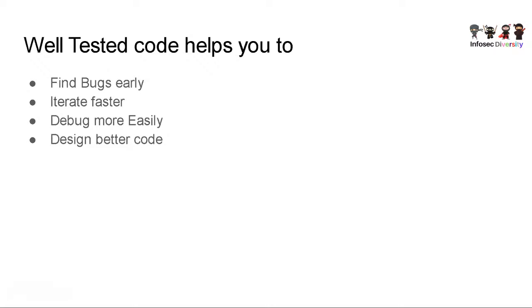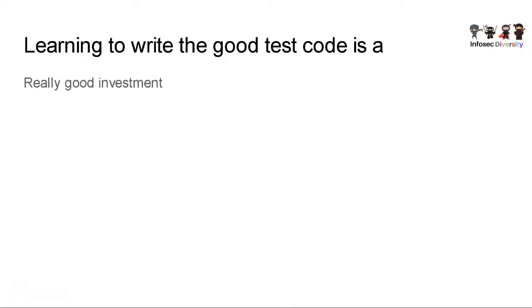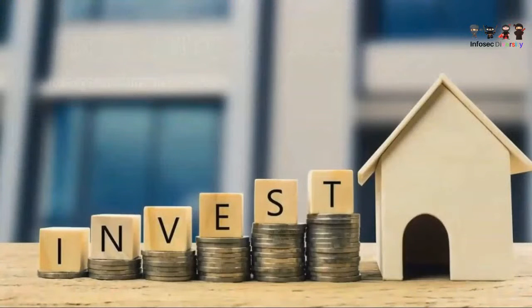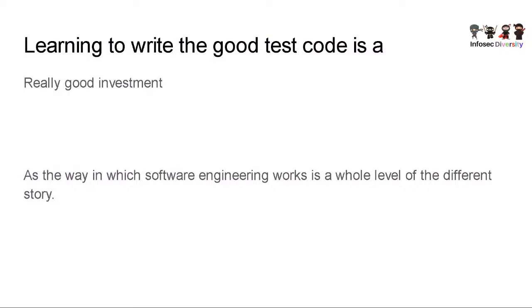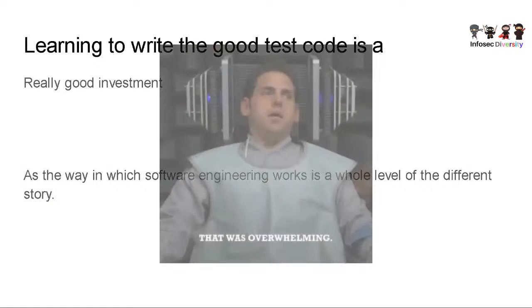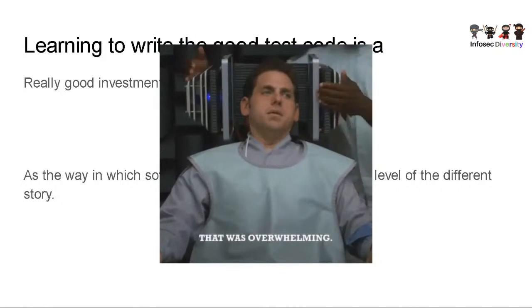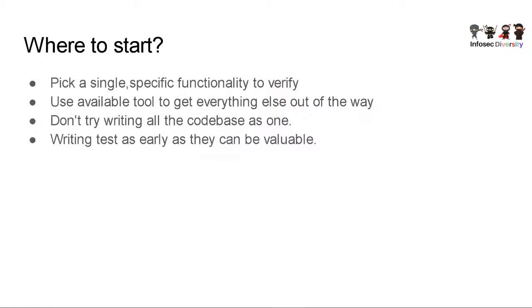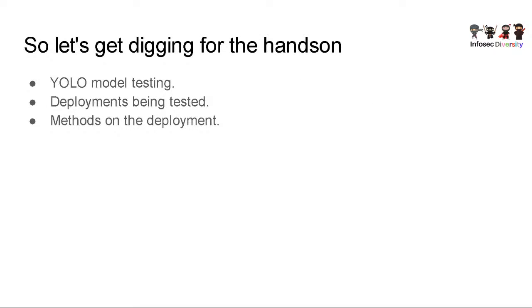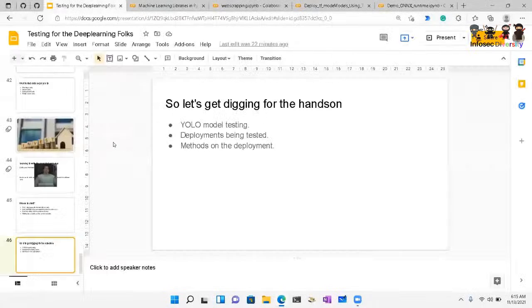If you think of something called the philosophy of software engineering, an amazing book, he talks about all these. So a really good investment is this: invest in test code. Investing in test code is just going to give you a lot of insights. And learning to write good test code is a really good investment, as they are way more overwhelming initially, but they have their own ways of helping you understand what this model can also do. So pick a single specific functionality to verify, use the available tools to get anything else, and a way out of it. Try doing something and let's just get digging, because that's what we always do, right? That's what we always architect towards.